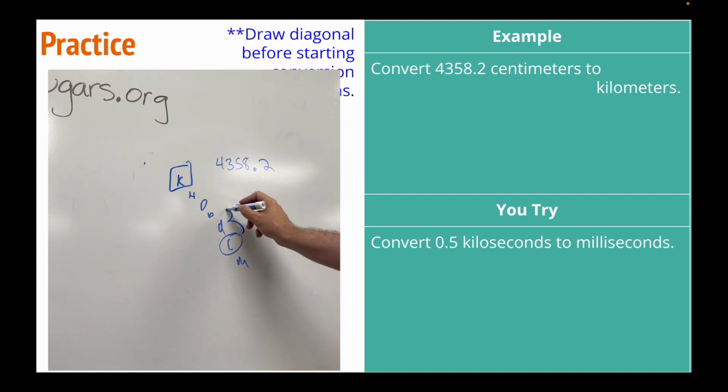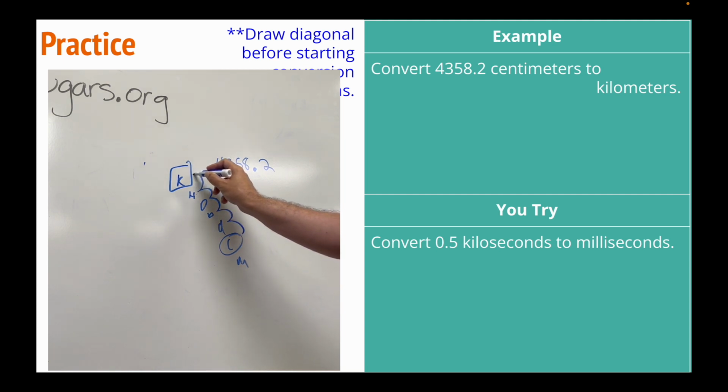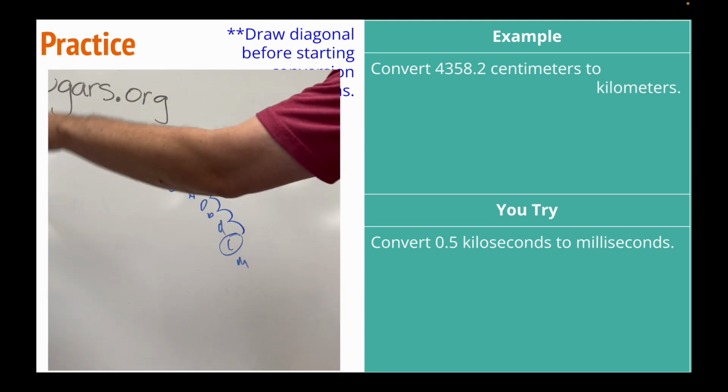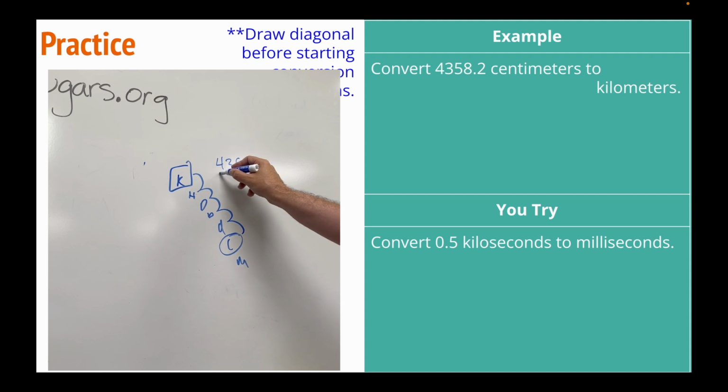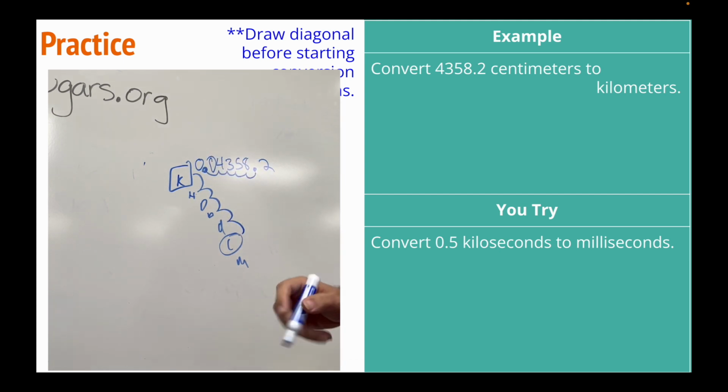So we're going to go centi, 1, 2, 3, 4, 5 to the left. Remake the decimal, fill in the empty hole, and then I'm also going to put a 0 in front of my decimal so I don't lose sight of it when I'm typing it or writing it by hand.